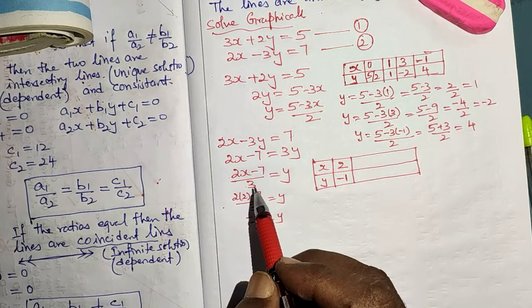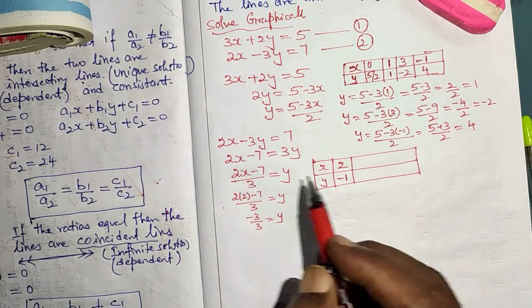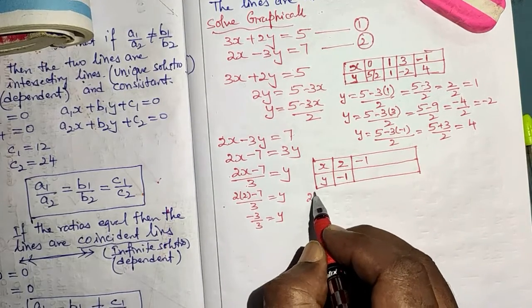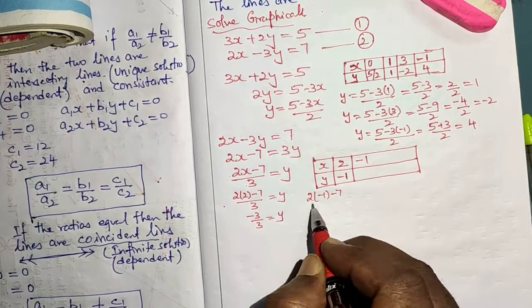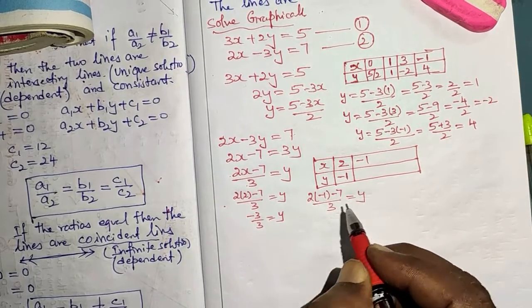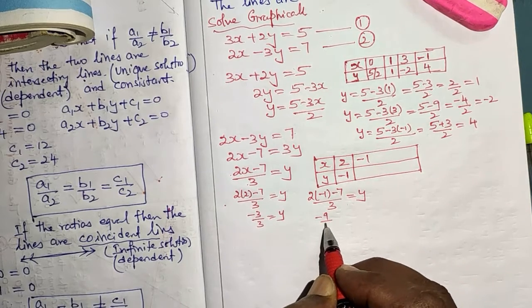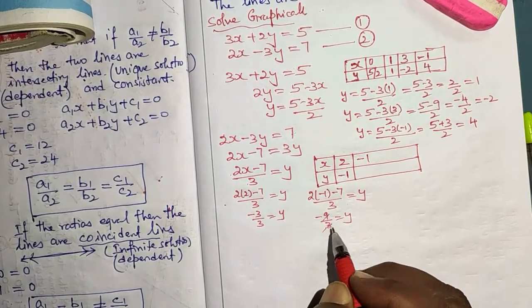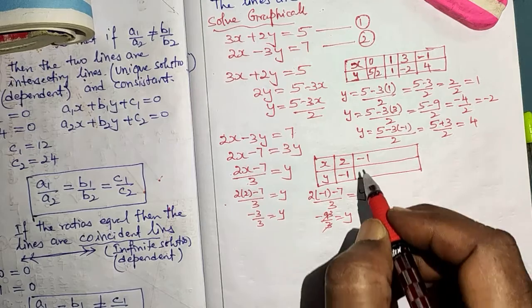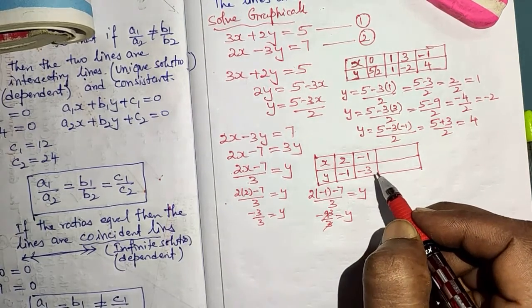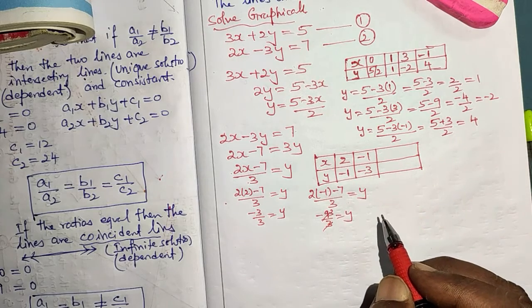If I take x as minus 1, I will substitute minus 1. So 2 into minus 1 minus 7 by 3 is equal to y. So this is minus 2 minus 7, which is minus 9 by 3 is equal to y. So 3 3s are 9, y is equal to minus 3. For minus 1, I have got minus 3.